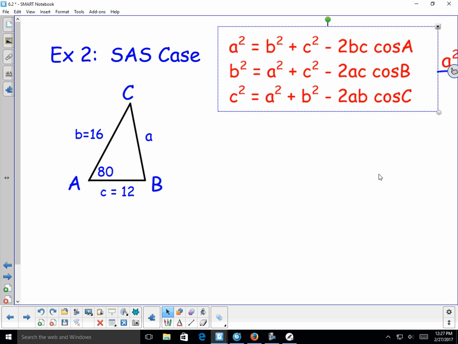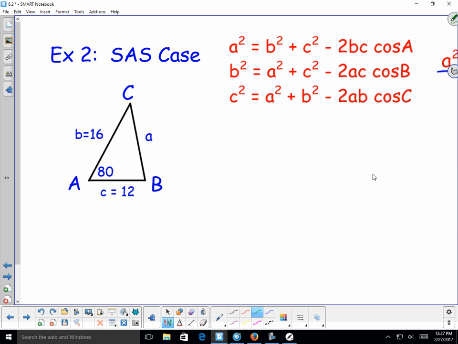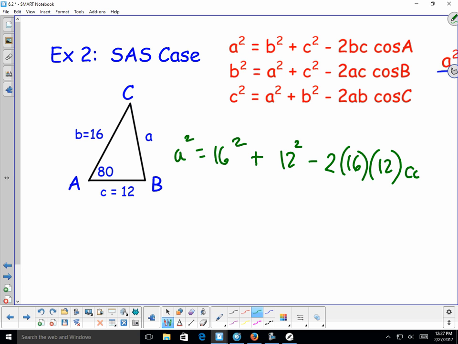Danny, did you get your question answered? Yeah, you're okay? All right, so in this case, talk me through this. What would we use here? Let's see, Stephanie. It would be 16 squared. So which one of these are you using? The top one. Top one, okay. 16 squared plus 12 squared minus 2 times 16 times 12, and then cosine of 80 degrees. All right, go ahead and try that on your calculators, please.